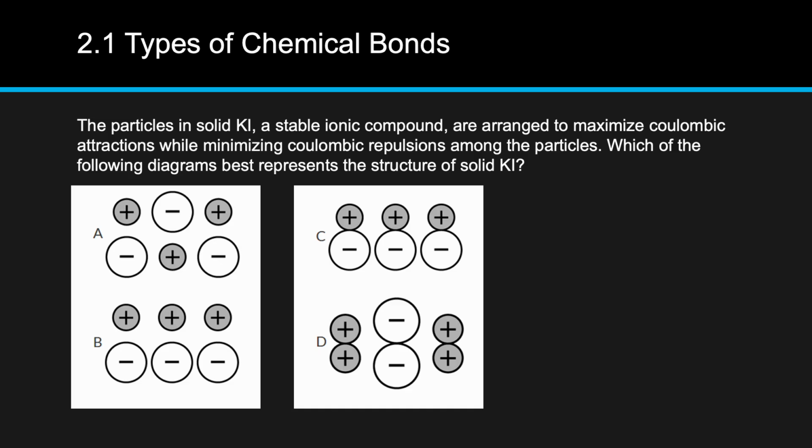The particles in solid KI, which is a stable ionic compound, are arranged to maximize Coulombic attractions while minimizing Coulombic repulsions. Which of the following diagrams best represents the structure of solid KI? So we know that we want to minimize the amount of repulsions, and repulsions are going to happen between charges of the same type, which means negative and negative or positive and positive. So the answer for this one would be A, because each negative is surrounded by positive and each positive is surrounded by negative. So we're maximizing our attractions and we're minimizing our repulsions.